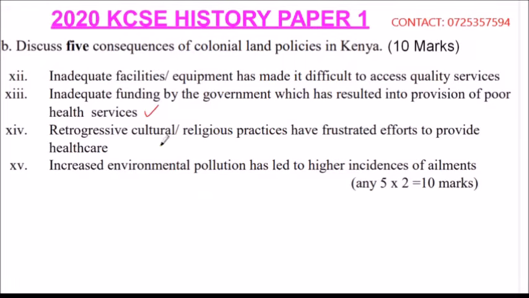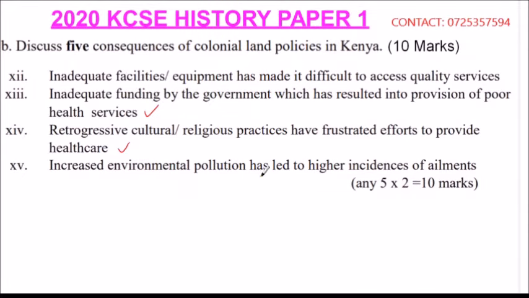The other one is retrogressive cultural or religious practices have frustrated efforts to provide health care. In the first place, the Africans did not embrace the white man's medicine since they were using the traditional medicine. So this is cultural and also the religious practices. The Africans had their own way of, or kind of their spiritual way of doing things, but the white man was forcing the Africans to desert those practices and become Christians.